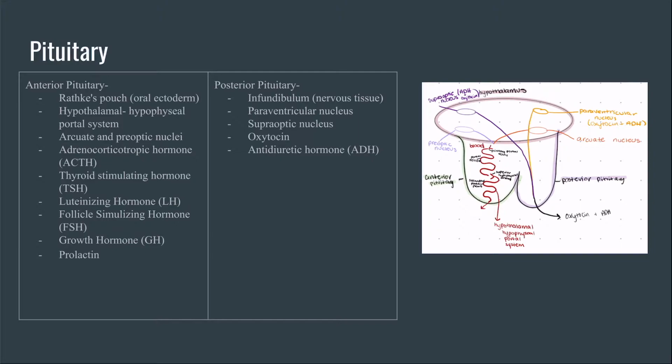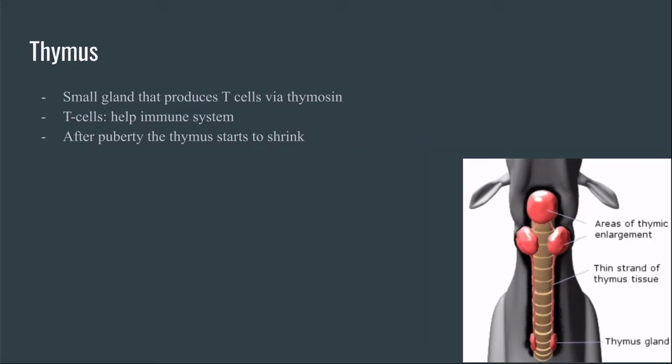And then the posterior pituitary comes from the infundibulum with its nervous tissue. The paraventricular nucleus and the supraoptic nucleus both innervate here, and they release oxytocin and antidiuretic hormone. The thymus is a small gland that produces T cells via thymosin, and the T cells help the immune system. After puberty, the thymus starts to shrink.